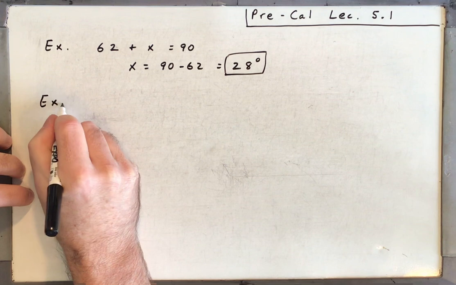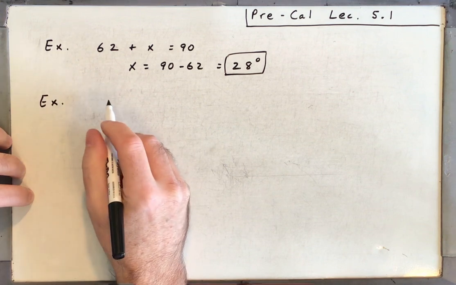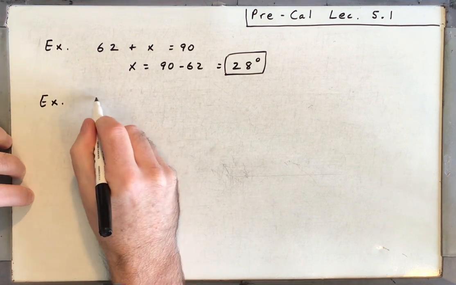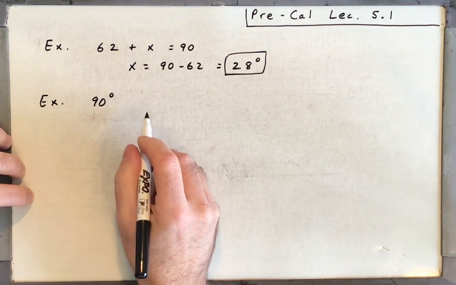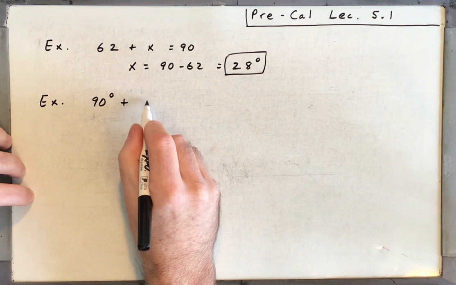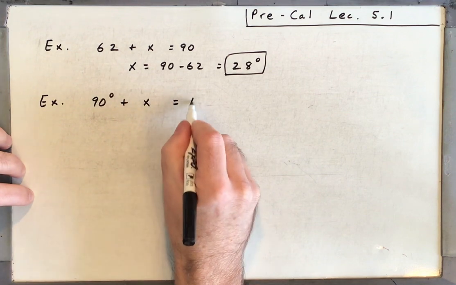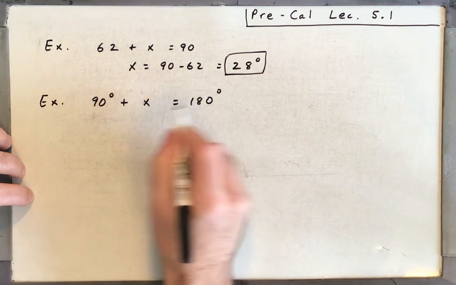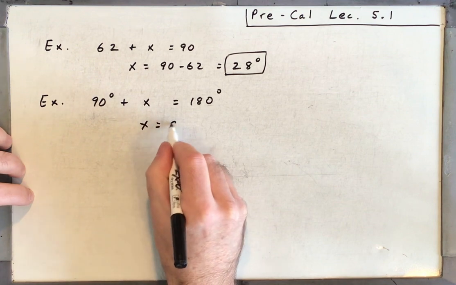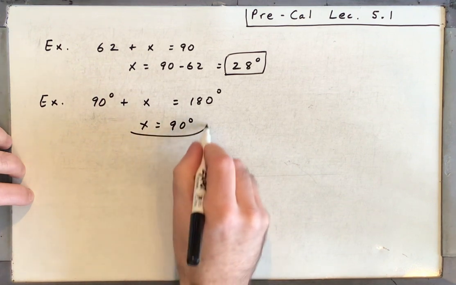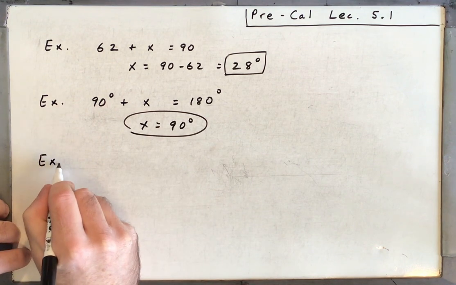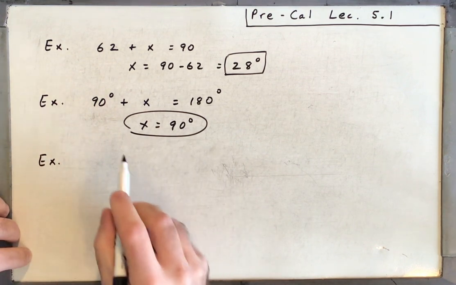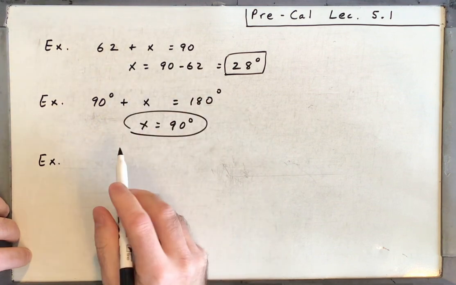Okay, the next example, what's the supplementary angle of 90? Well, supplementary angles add up to 180. So 90 plus x has to equal 180. You can probably do the math in your head there. X is going to be 90 degrees. Okay, the next example will be more like what I would ask you on a test. I probably wouldn't ask you anything quite that simple.